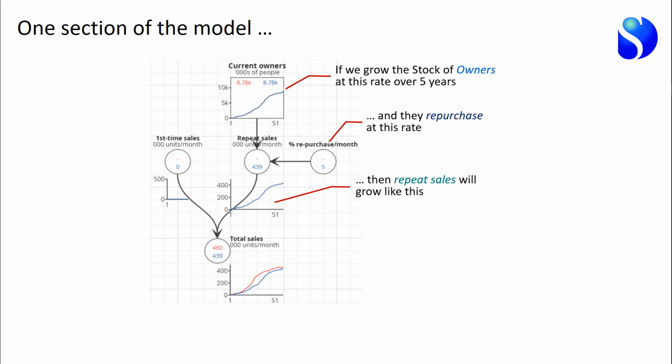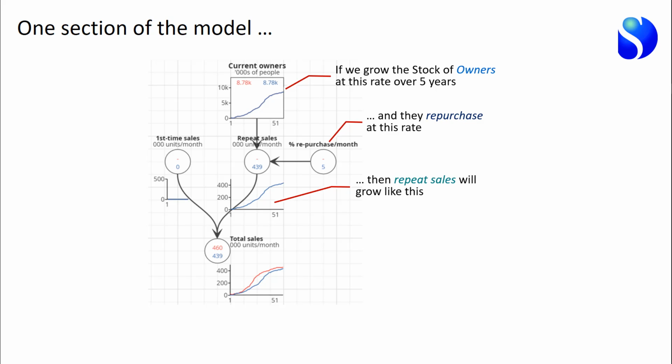A very likely thing we'd do here, for example, would be to release upgrades to the device. And of course, when you release an upgrade, those owners of the first version of the product are very likely to repurchase at a higher rate. So you have a short period of higher repurchase going on before it drops back again to a lower rate. So that's shown as a constant parameter, but it doesn't have to be constant.